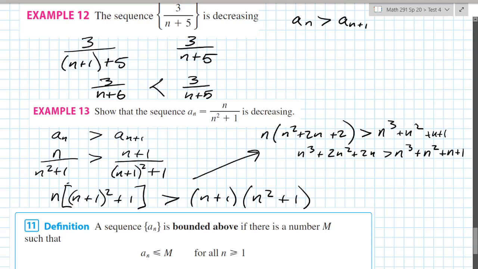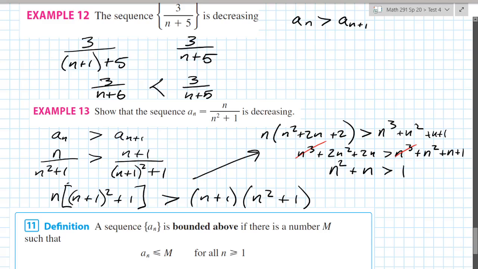If I subtract an n cubed from both sides, those cancel out. Let's bring the n's over to the left-hand side. Subtracting n squared gives me 1n squared. Subtracting an n gives me n. And the number on the right is just 1.